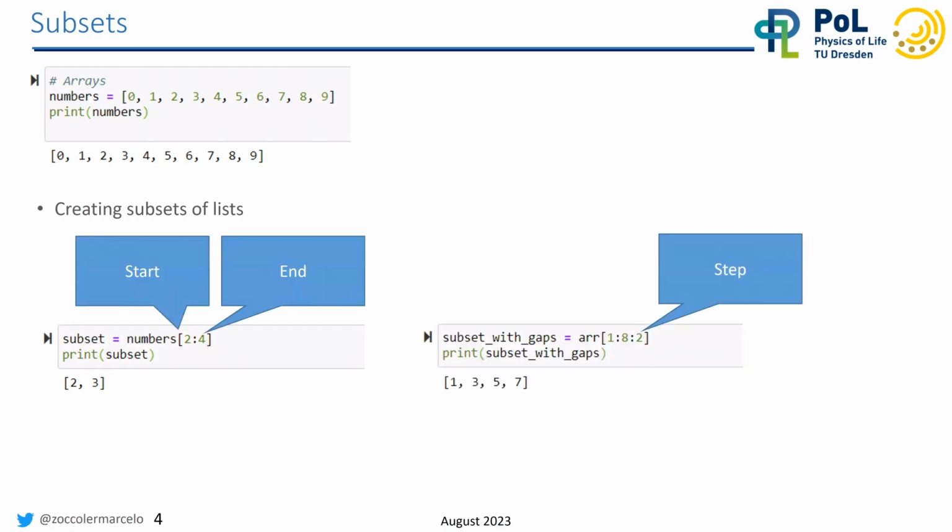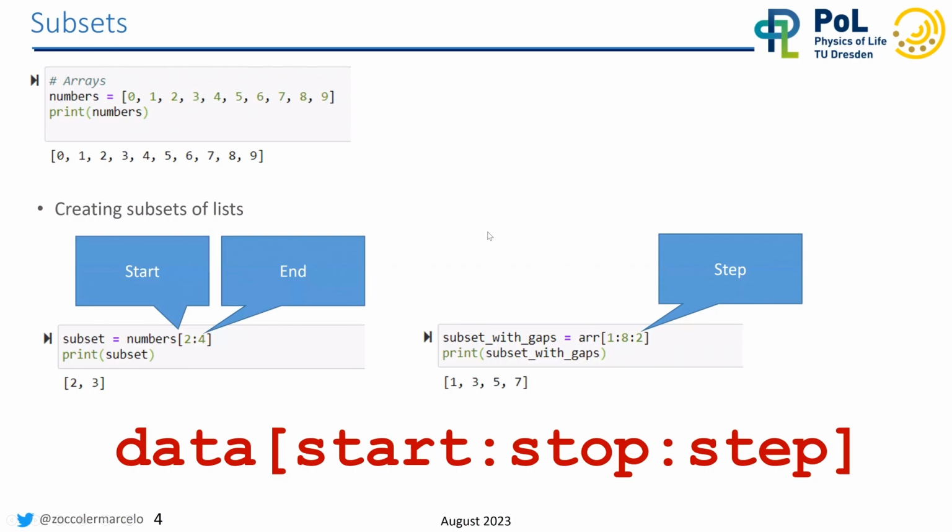There's a third parameter that you can use in the syntax, which is the step. So you can also tell it, I want to get position 1 up to position 8, but please go in steps of 2, so it will jump one position. It's typically 1 if you do not provide this third argument. So this is the syntax: the starting position, the stopping position, so it will stop before this one, and the step.